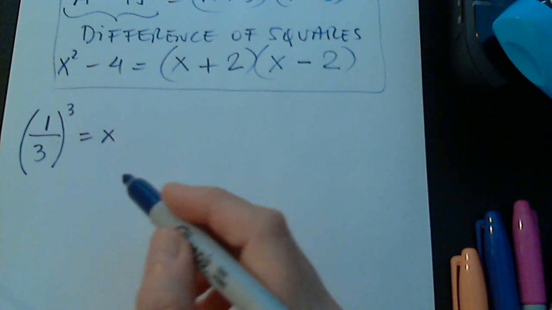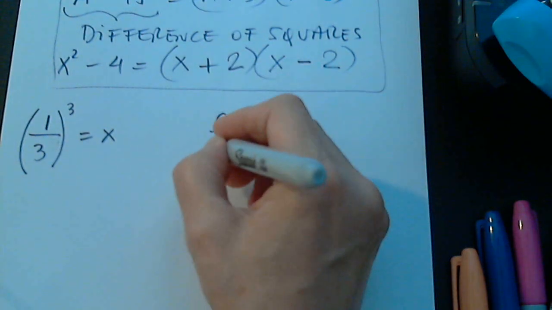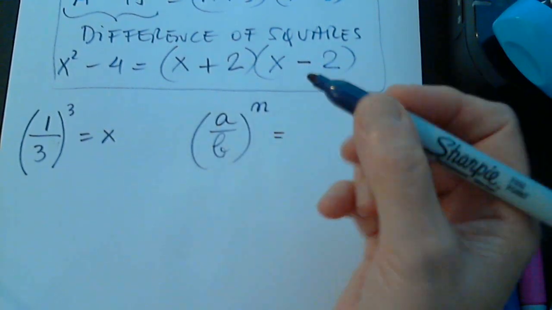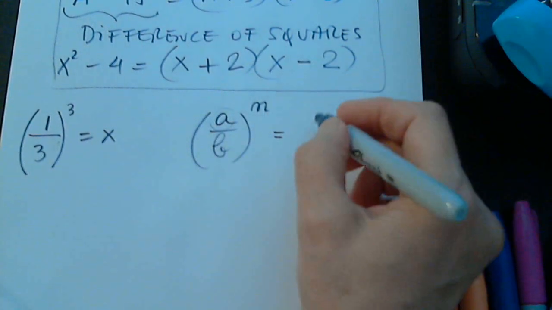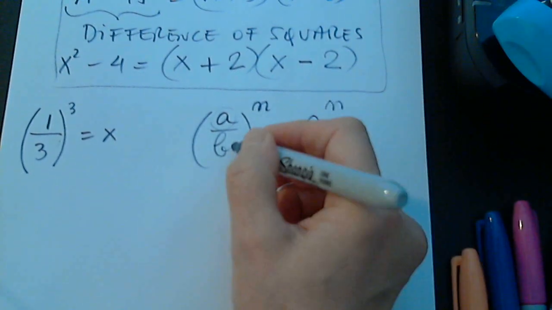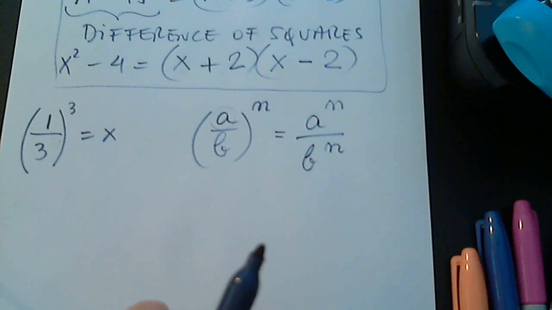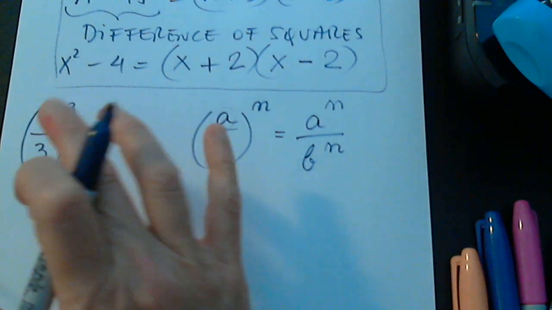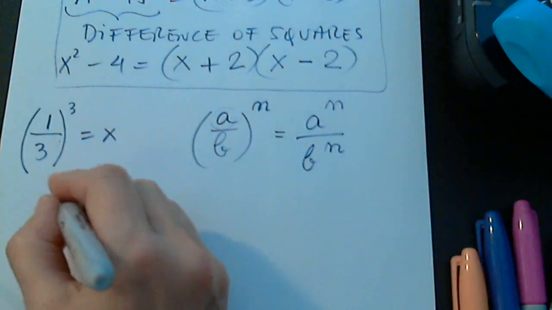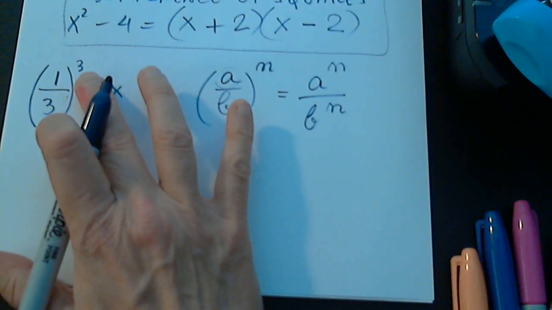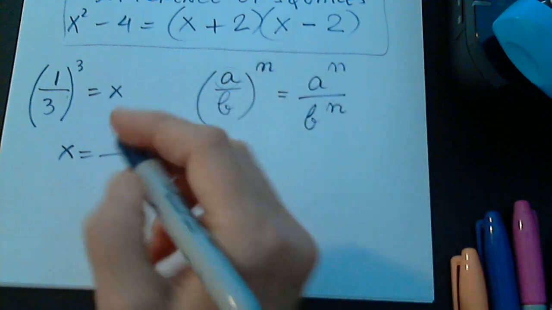Yes, simplify. Okay, so every time we have a fraction raised to any power, we have to raise the numerator to this power, and we have to raise the denominator to the same power. So in this case, 1 times 1 times 1 is 1. And we have to raise 3 to the same power, which is 3. 3 times 3 times 3 will be 27.